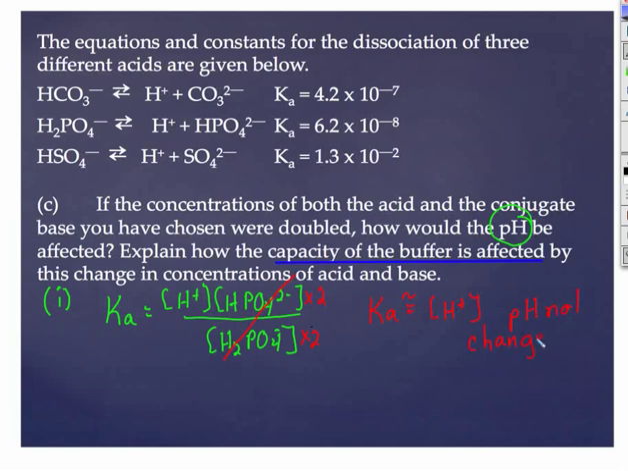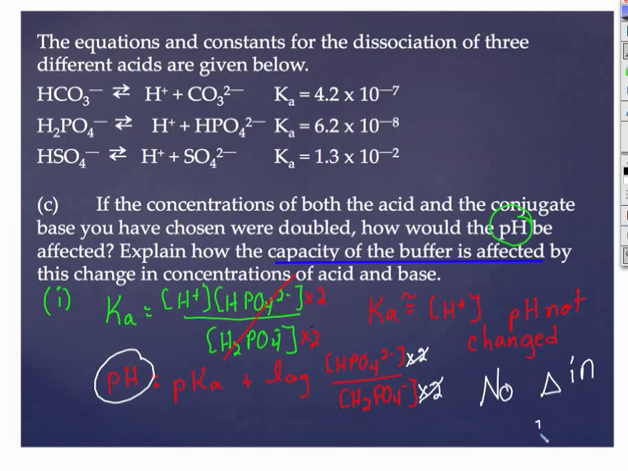This is where I think that Henderson-Hasselbalch is a little easier to see, because if we did pH equal to pKa plus the log of the conjugate base over my acid, dihydrogen phosphate ion, okay? Well, if I multiplied that by 2 and I multiplied that by 2, the 2's cancel and I still get the same pH. So the answer to part 1 is there is no change in pH.